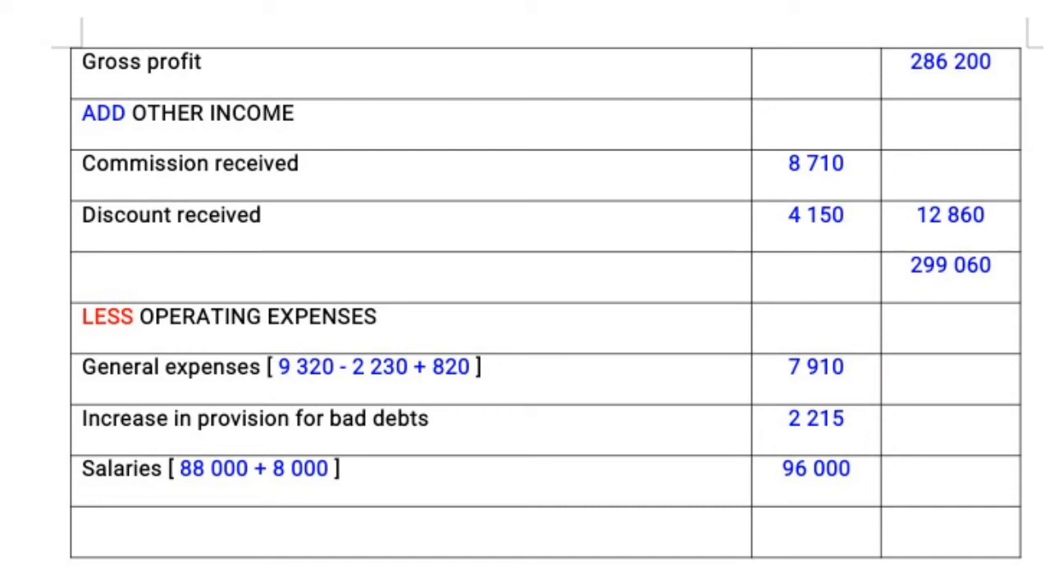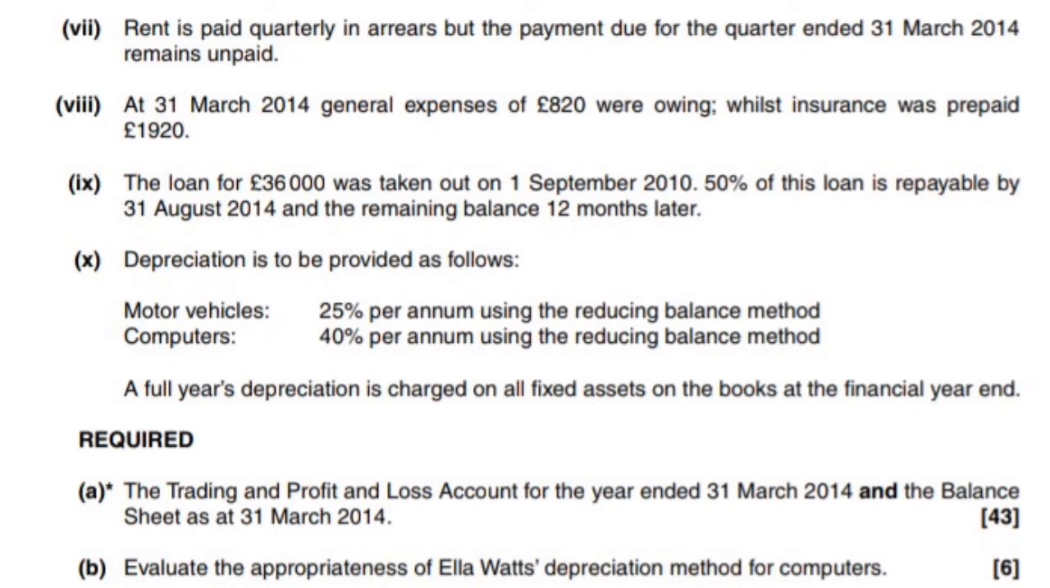So if you add, you get 96,000. I hope you are listening, class. Then we move on to item number 7. Rent is paid quarterly in arrears, but the payment due for the quarter ended 31 March 2014 remains unpaid. It means that the rent of the last quarter was not paid.